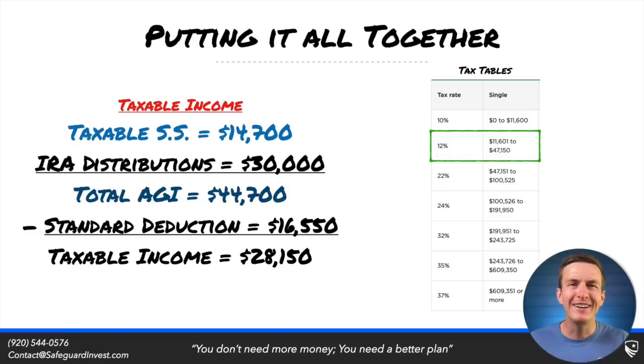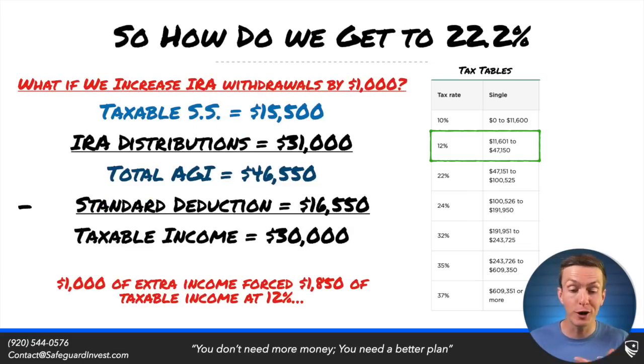Well, you can really only understand this by increasing that IRA withdrawal by $1,000 more. If we do this, we basically need to rerun all of the calculations we just ran. Now, for the sake of time, I'm not going to go step by step through these calculations, but I would urge you to, as it will help you increase your understanding. I'll just give you the explanation high level.